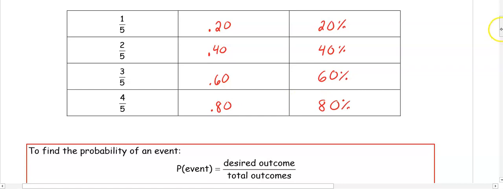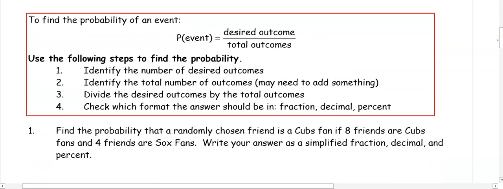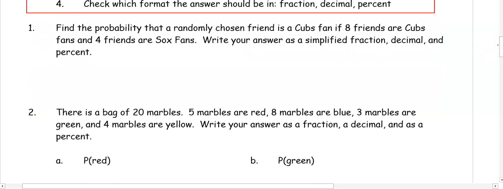So when we are doing probability, we are looking at the desired outcomes out of the total number of outcomes. So let's look at some different examples of probability. In number 1, find the probability that a randomly chosen friend is a Cubs fan if 8 friends are Cubs fans and 4 friends are White Sox fans. Write your answer as a simplified fraction, decimal, and percent.